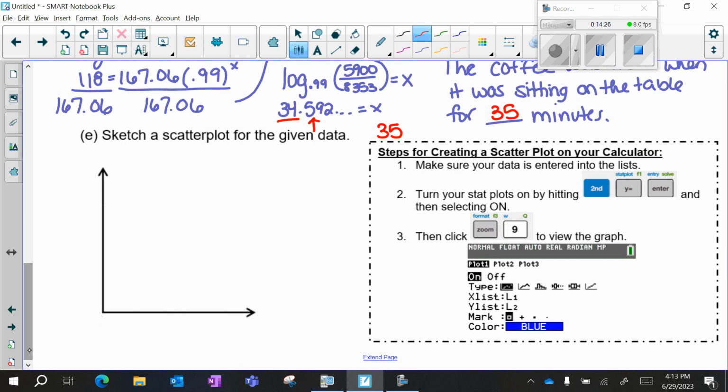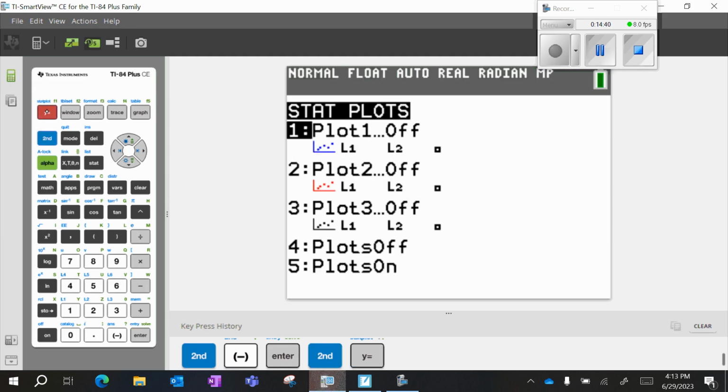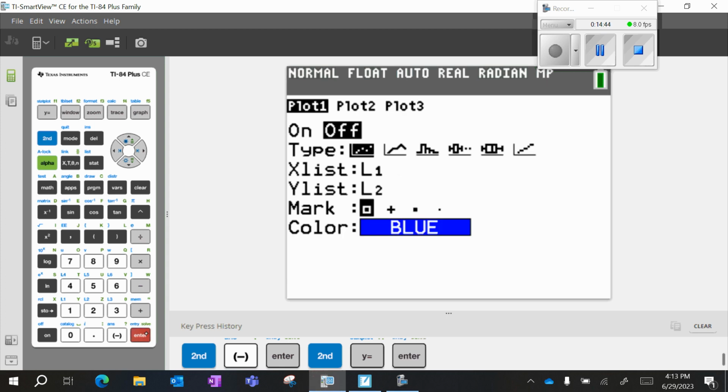Okay, now we're going to sketch a scatter plot, and I'm going to run through the steps, but they are listed on your calculator here. I already have my data entered into L1 and L2. I'm going to turn my stat plot on. So in my calculator, I'm going to go to second y equals. I'm going to choose plot 1, so I'm going to hit enter to select that. Right now it's off, which is why that's highlighted. I'm going to turn it on by hitting enter.